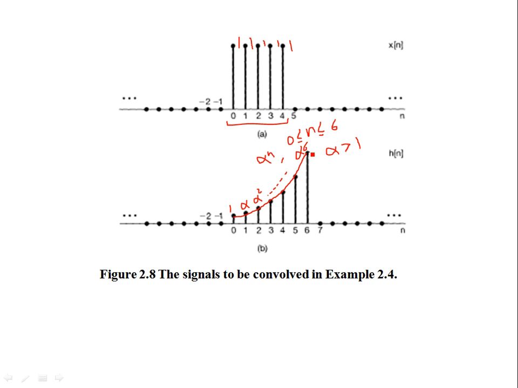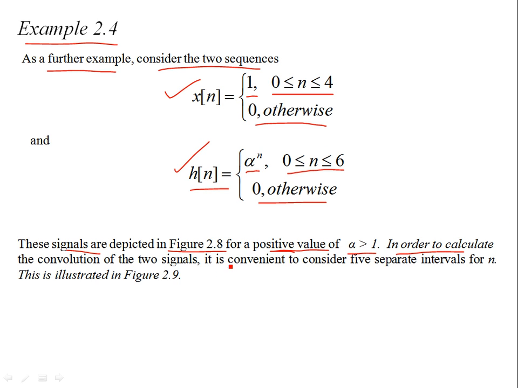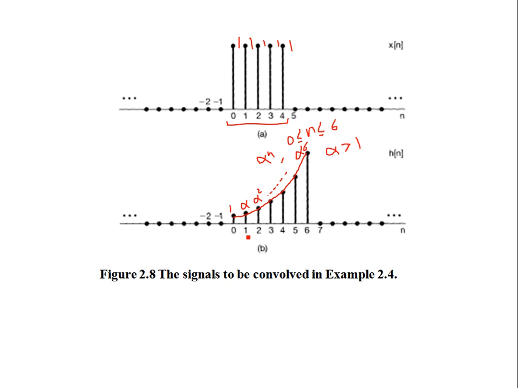Now, if you recall, in order to calculate the convolution of two signals, it is convenient to consider 5 separate intervals. We'll get to figure 2.9. There are 5 intervals, so graphically, there's a way to see this convolution. But first, recall the convolution sum: if the system is LTI, then the output y of n is given as x of k, my input as a function of k, multiplied by the flipped and shifted version of the impulse sequence, h of n minus k.